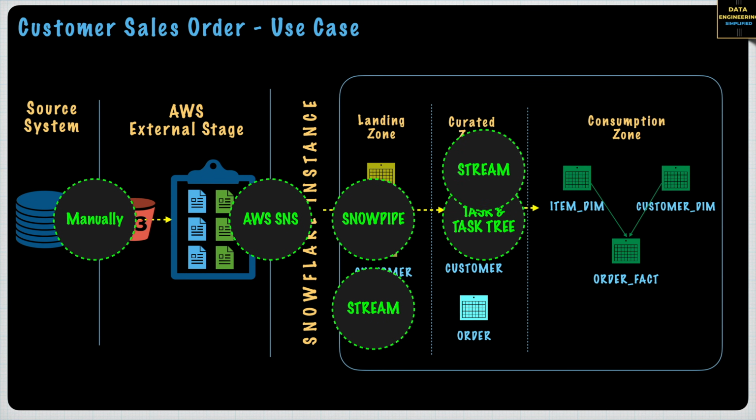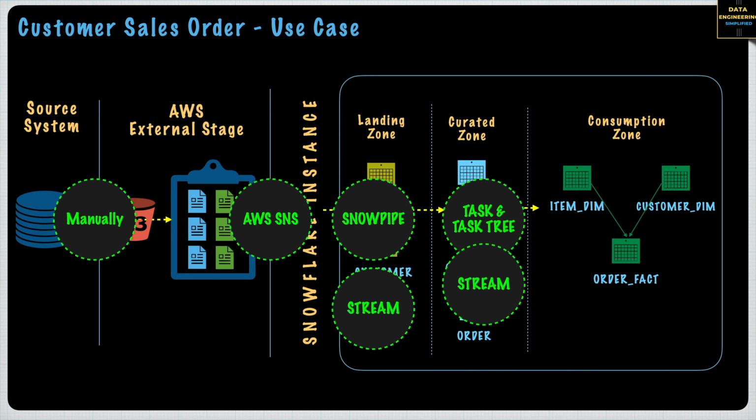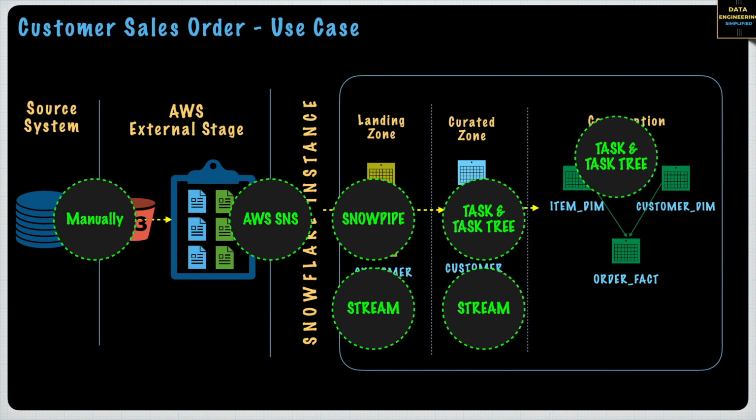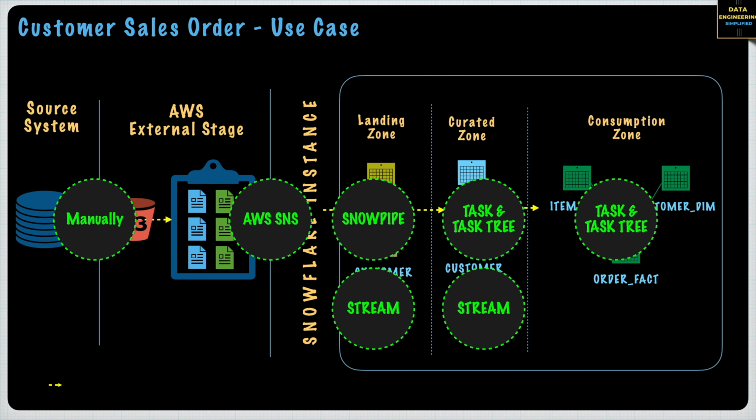The curated layer will also have the stream enabled for each table respectively, so the insert, update and delete can be captured. Finally, the task or a task tree in the consumption layer will trigger and update the consumption layer with the latest data. And this is how we will make the data flow from left to right and make it available without any manual intervention.